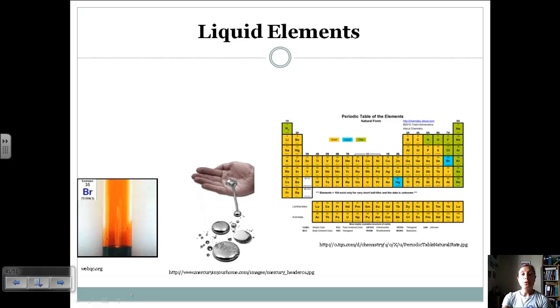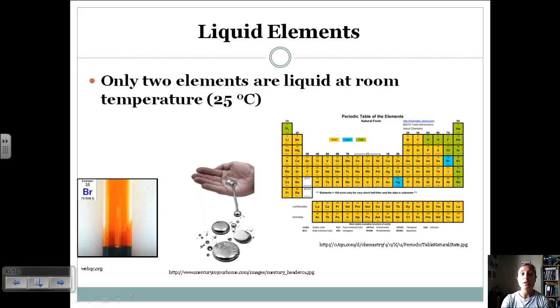Okay, there are very few elements on the periodic table that exist as a liquid at room temperature. In fact, there are only 2 of them. So there's bromine, which is a nonmetal. It almost goes from a liquid to a gas, and it's very dangerous. So here's the liquid at the bottom, and it's going to this orange gas.